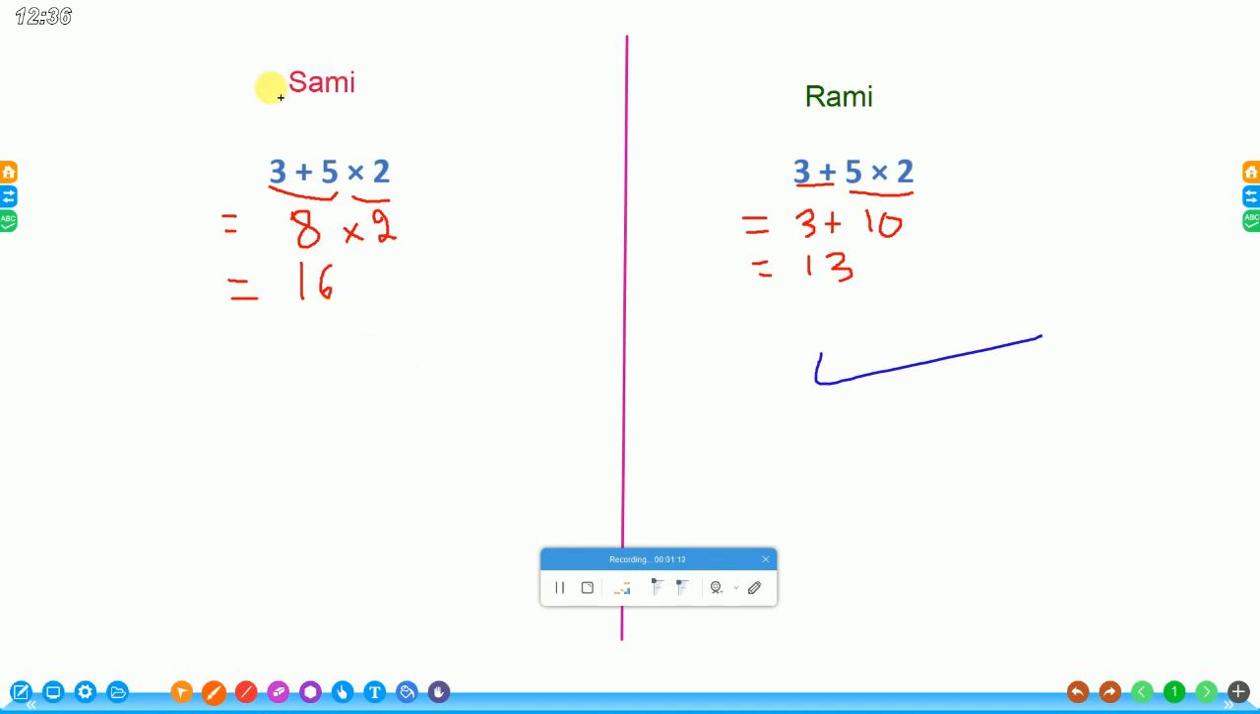So in our previous example, Sami solved the addition operation before the multiplication operation, which is wrong because the priority, the advantage, is for multiplication. So that's why Sami's answer was wrong. But Rami followed the rules and solved the multiplication operation first, which is correct, and his answer was correct.